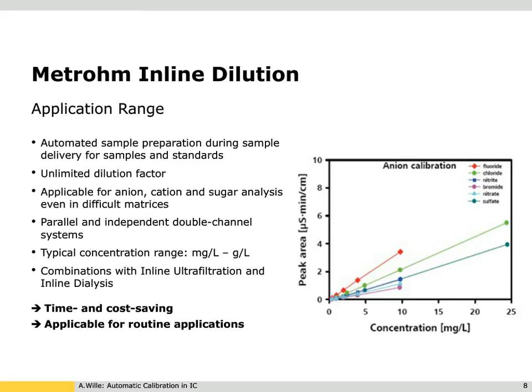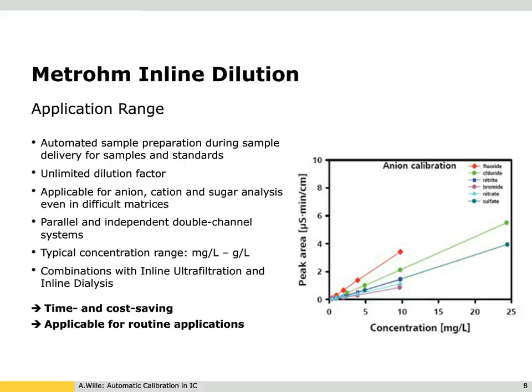The inline dilution technique is an automatic sample preparation technique which is done during the sample delivery. You can use it for samples as well as for standards with an unlimited dilution factor. 1 to 2000 is the maximum for a single dilution, but you could use also a multiple dilution, and so unlimited dilution factors here. The technique can be used for anions, for cations, for sugar analysis in different matrices, quite often with a high ionic matrix. Parallel independent systems for anion and cation analysis are possible.